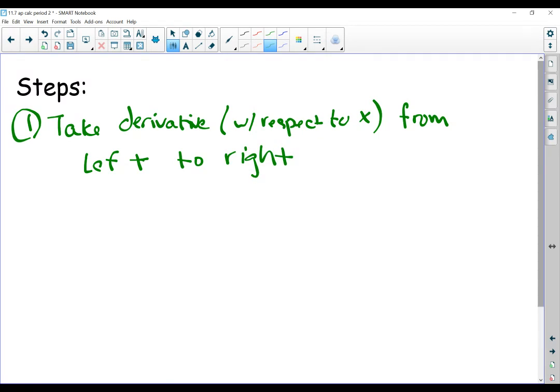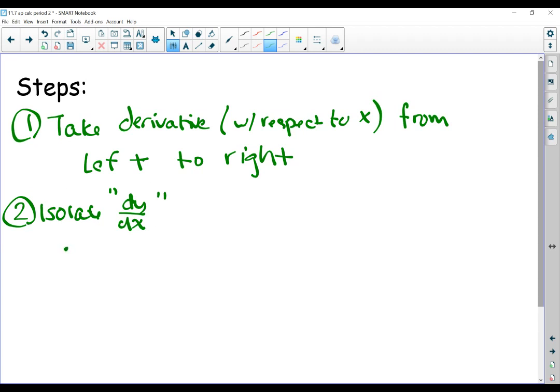Now, that's going to give you a relationship between x, y, and the slopes. So your second step is just to isolate the slope expression. We want an explicitly defined slope expression. And so we're going to get an expression that has a dy dx in there, and our goal is to get dy dx by itself.